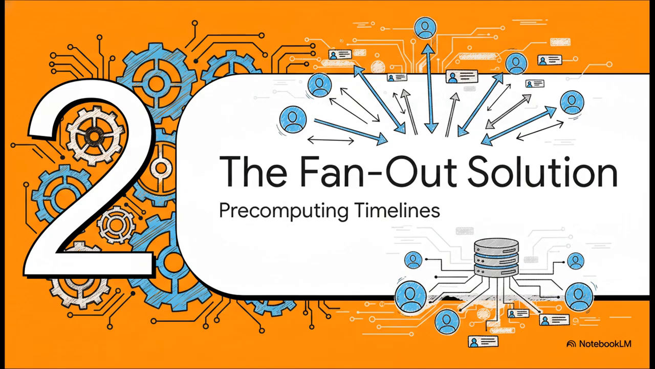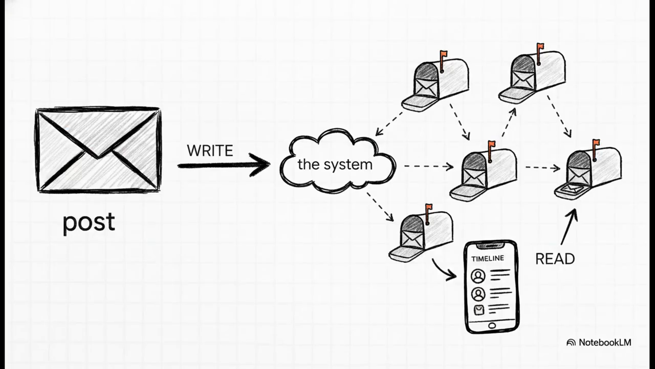Which brings us to our next major concept, the fan-out solution. So this is a critical pivot point in our engineering journey. We have to completely flip our thinking to bypass this impossible read bottleneck. To solve this read problem, engineers use a concept called materialization, specifically implemented through a process known as fan-out.